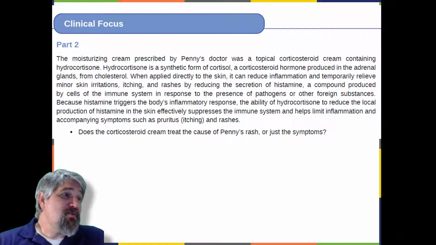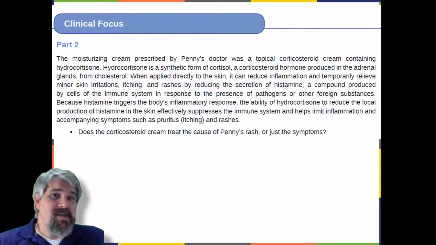Because histamine triggers the body's inflammatory response, the ability of hydrocortisone to reduce the local production of histamine in the skin effectively suppresses the immune system and helps limit inflammation and accompanying symptoms such as pruritus, itching, and rashes. Does the corticosteroid cream treat the cause of Penny's rash or just the symptoms?